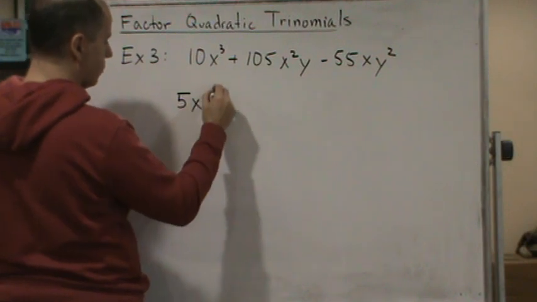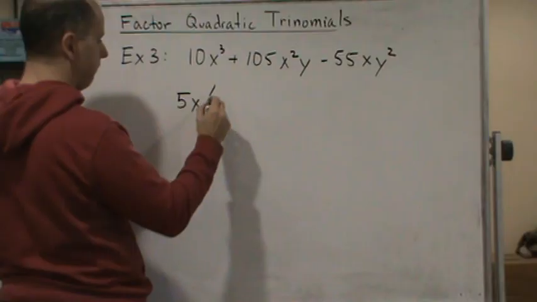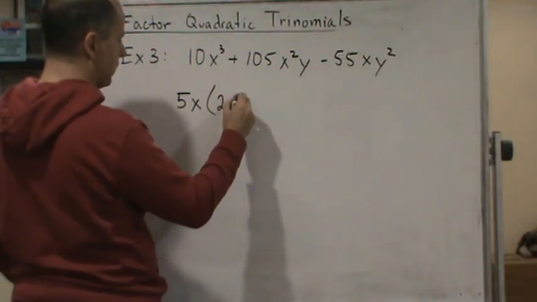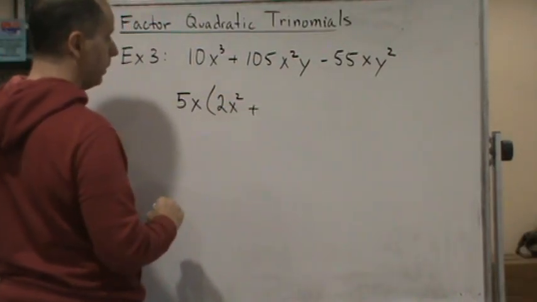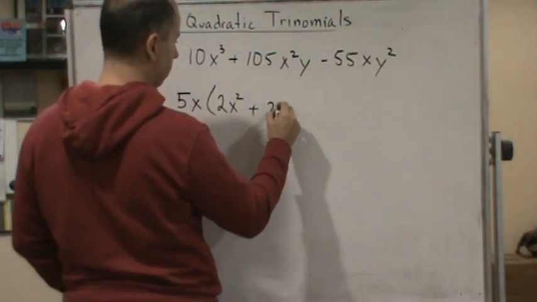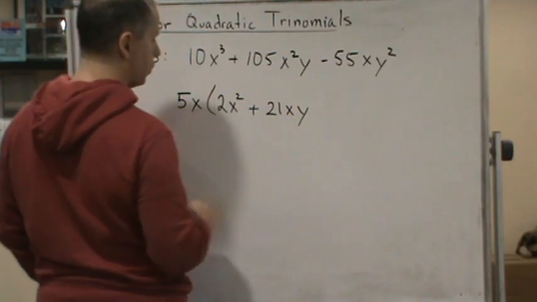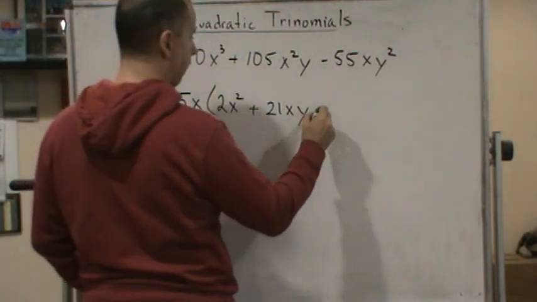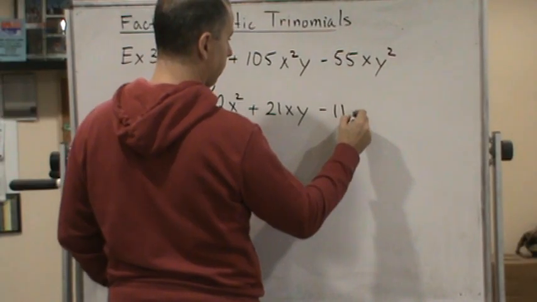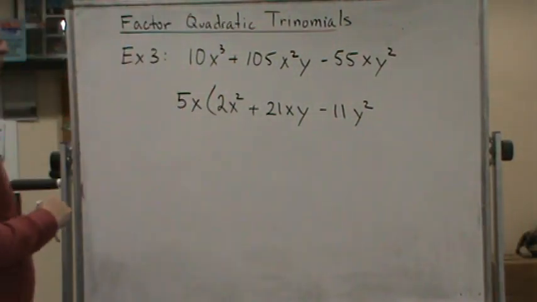So 5x, and what I'm left over with once I factor out the greatest common factor is 2x squared plus 21xy minus 11y squared.